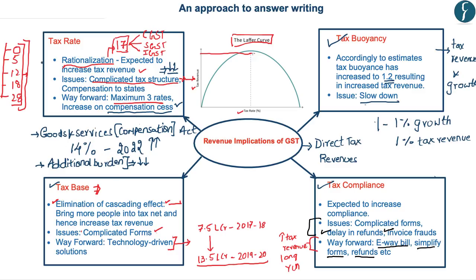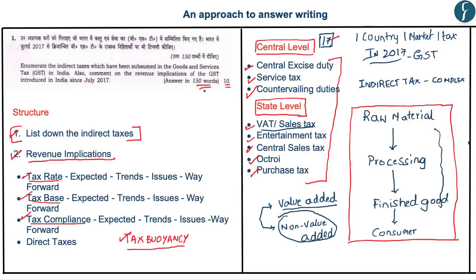Besides, further rationalization of tax rates to a maximum of 3 rates will also ensure higher tax revenue to the government, which is expected to follow in the long run. As a result, given the word limit of 150 words, it is advisable to straightaway address the demand of the question, including listing down of the taxes and revenue implications as we have discussed today.